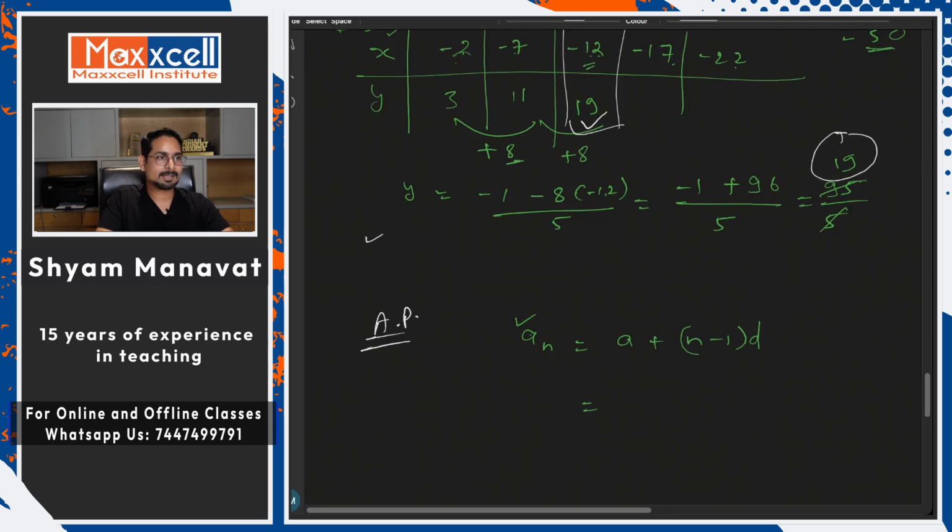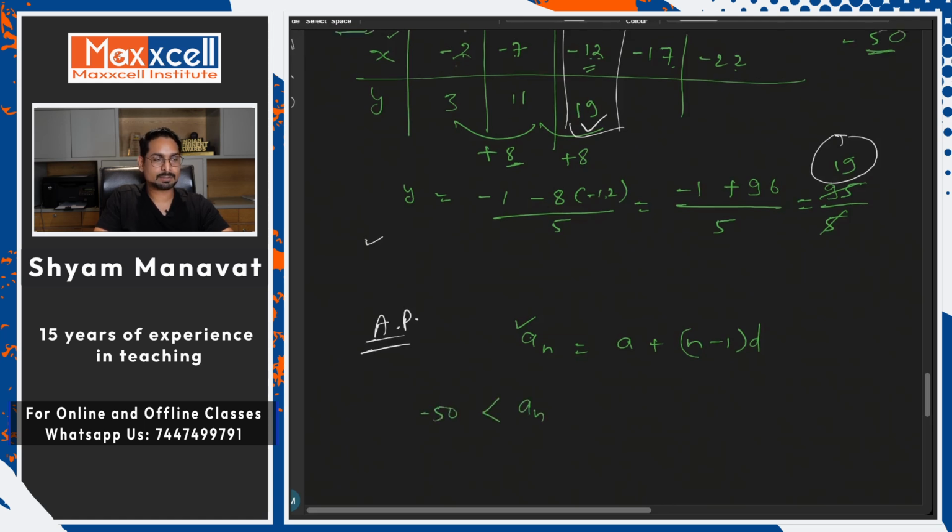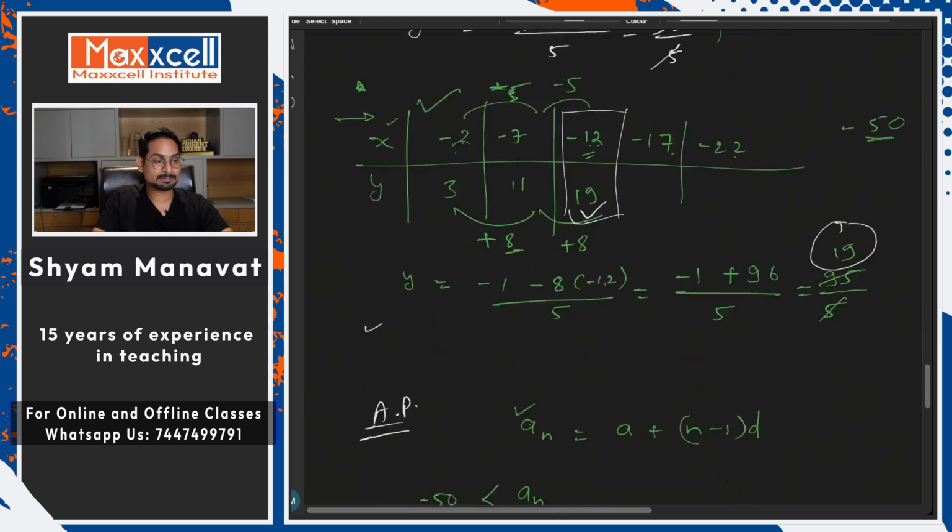Correct? But what if you don't have this clue also? So let me help you out here. Please don't skip any part of this video, otherwise you will miss it. So here this last term should not be lesser than -50. Correct? This last term, the nth term, should be greater than -50, right? That's what we want. X more than -50.